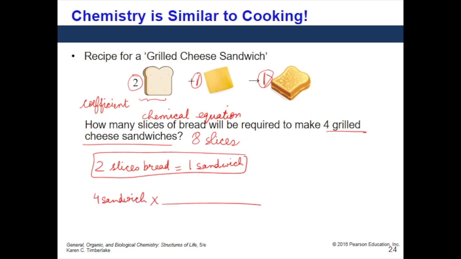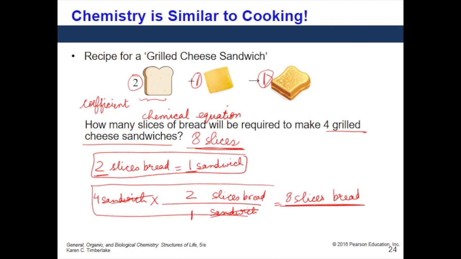Now to cancel sandwich, I divide by sandwich, and I'm going from sandwich to slices of bread. What is the conversion factor? 1 sandwich is 2 slices of bread. Sandwich cancelled. My answer is 8 slices of bread. So we got the same answer as your previous answer that you did in your head, but this is showing you the math that is actually done behind this calculation.